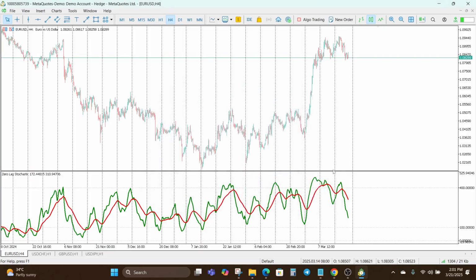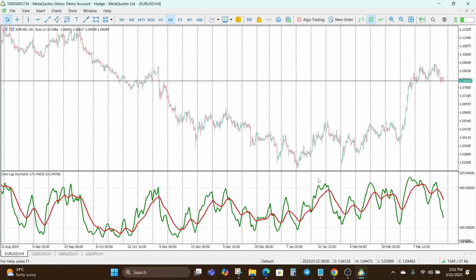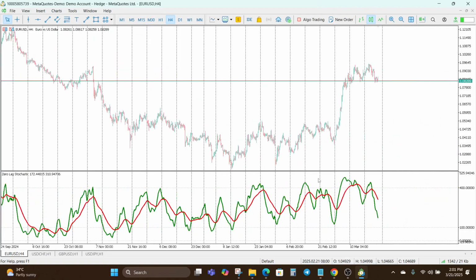All right. So basically, as you can see, you can fix your levels by yourself to make it easier for you to identify overbought and oversold conditions. You can use 100 for oversold and 400 for overbought.